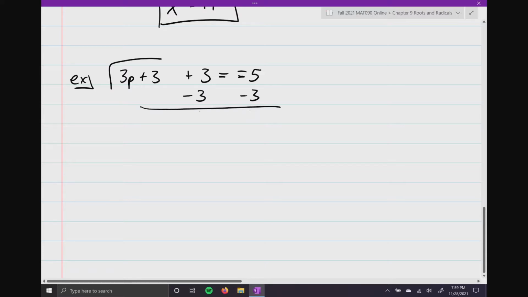That's going to give me on the left-hand side the square root of 3p plus 3 equals 5 minus 3 is 2. Now I will take the square of both sides. So I'm just going to rewrite it here.